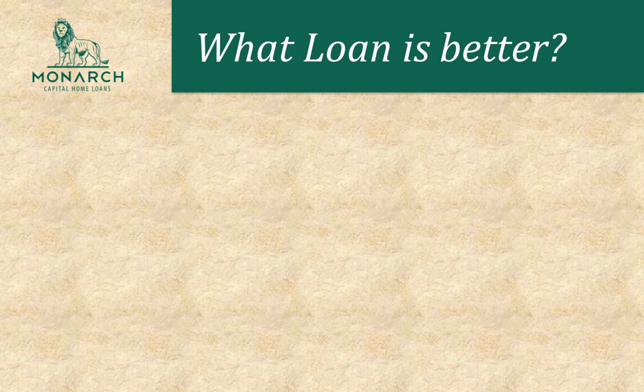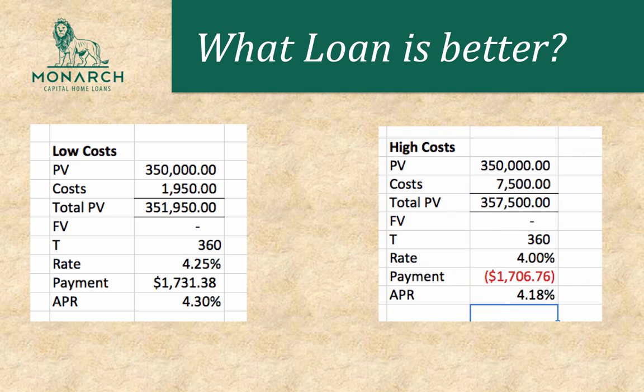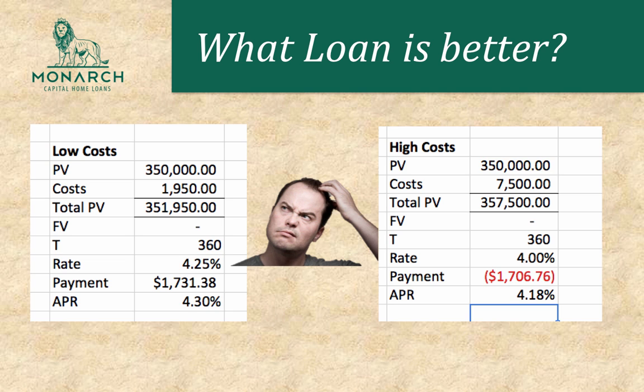How does this actually work in real life? Well, it becomes a tool to evaluate which loan is better. So let's look at a low-cost loan with $1,950 in costs at 4 1/4 with an APR of 4.3 versus a high-cost loan where there's $7,500 in costs, but your rate goes down to 4%, your payment's $1,706, and your APR is 4.18. The question then is, which one is better?